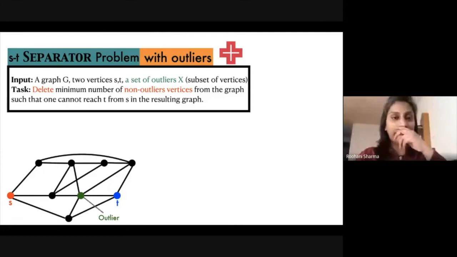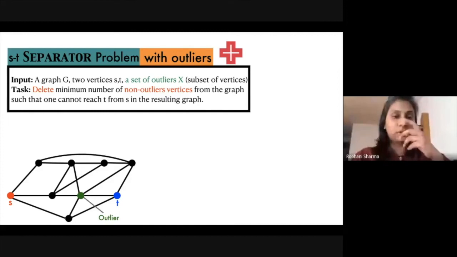So this is an added constraint, and we would want to be able to solve this problem using the ideas developed for the ST separator problem. And in fact, in this case, we are indeed lucky. For this special kind of constraint, the outlier constraint, we can indeed reuse the algorithm of the ST separator problem. And let me try to give you an intuition of why one can do that.